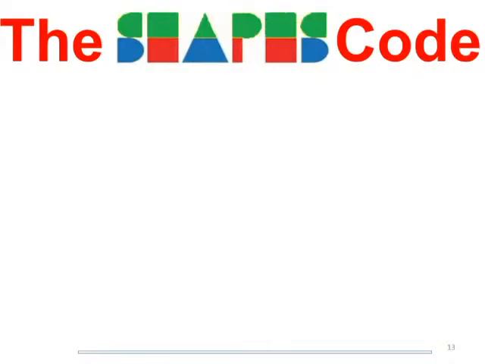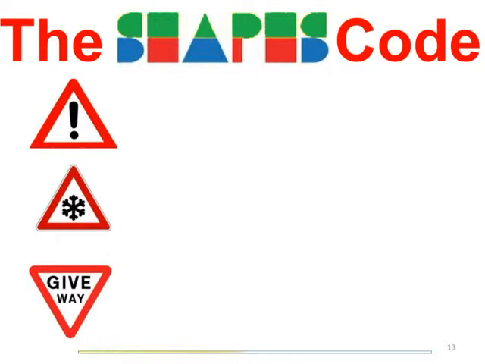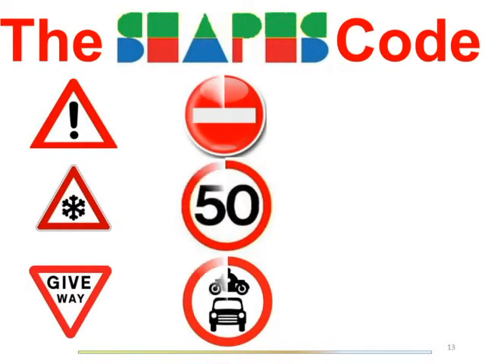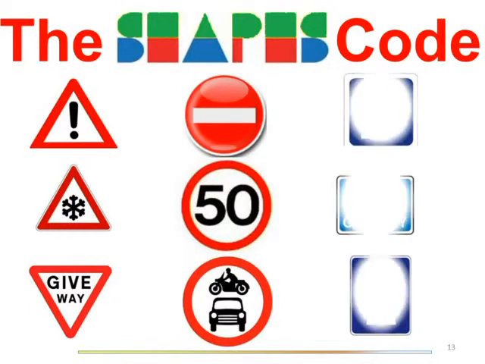So what do these basic shapes we've seen so far do for us? Well, they make up codes in our lives. For example, with traffic signs, triangles are warnings, circles are instructions, and squares and rectangles provide us with information.